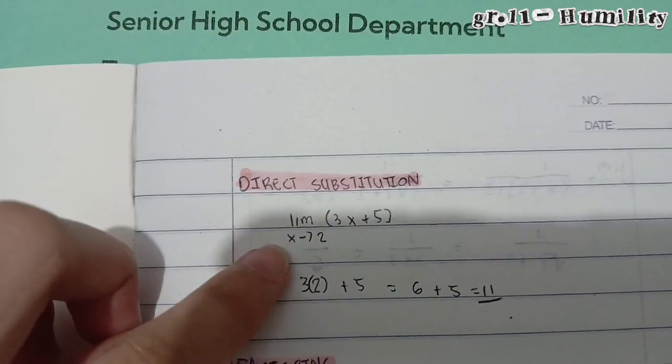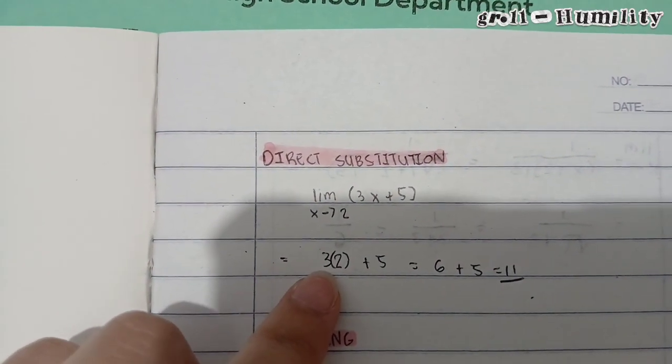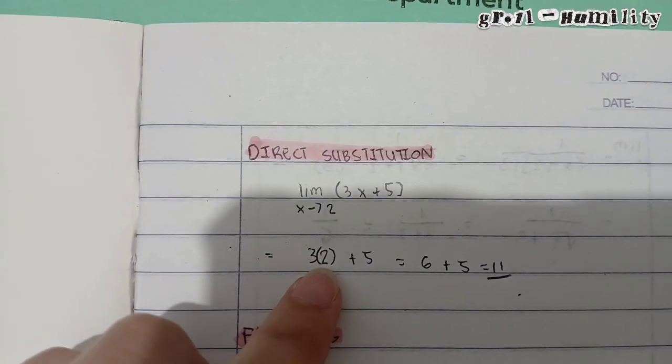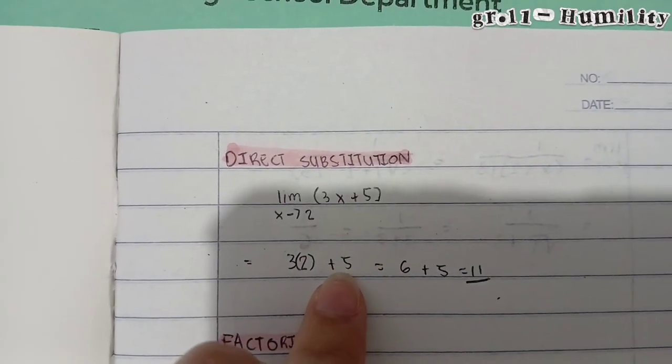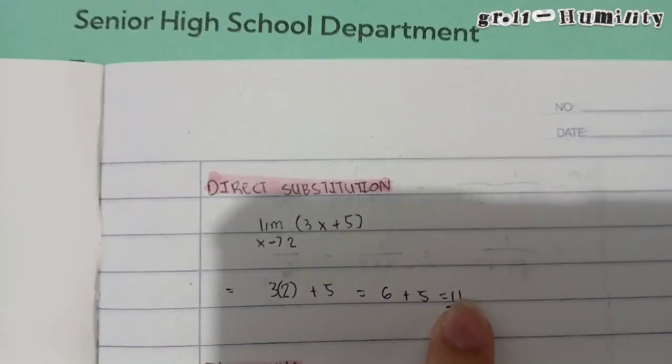This is the example: x is equal to 2. So 3x. So substitute the x with 2. So 3 times 2 is 6, and 5 is already given. 6 plus 5 is equal to 11. And direct substitution is that easy.